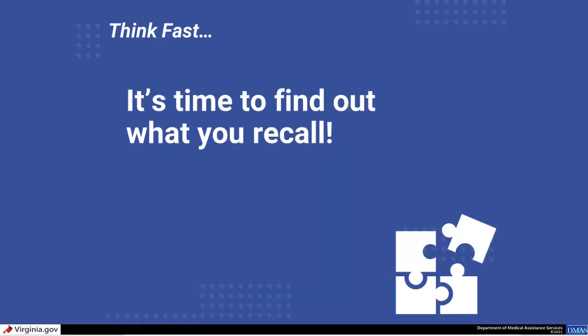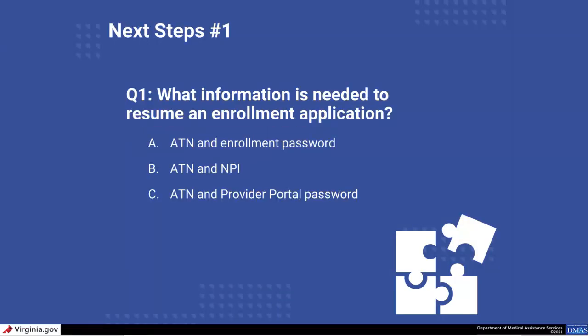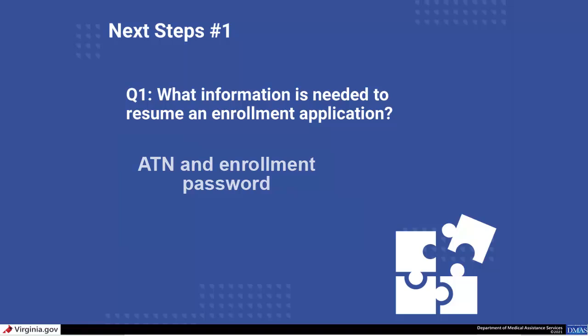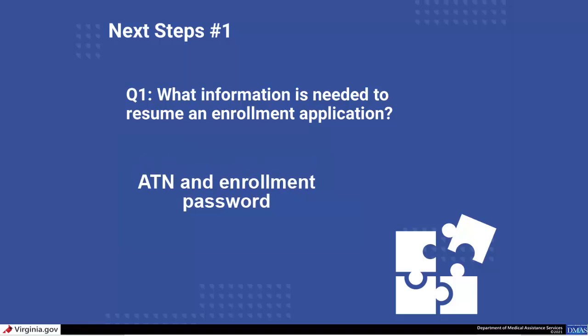Now it's time to find out what you recall. What 2 items does a user need to check the status of an enrollment application? The correct answer is the application tracking number and the enrollment password.